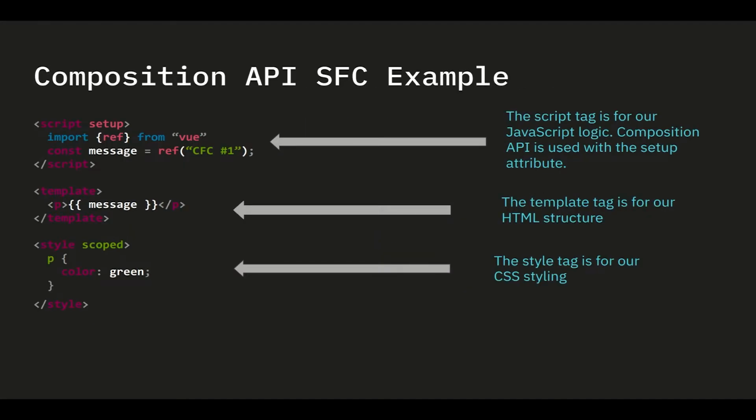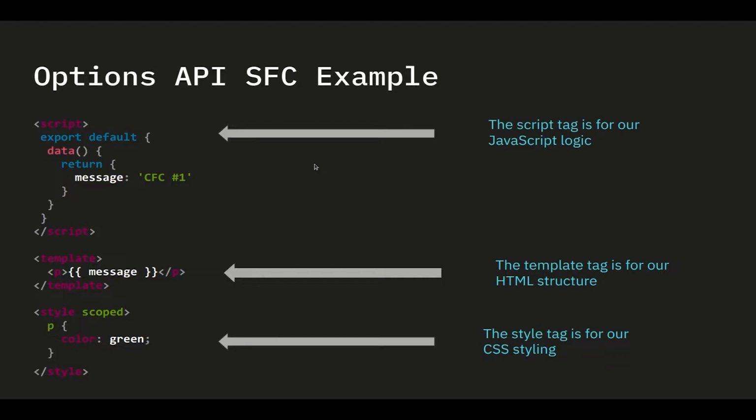So I've got an example of a single file component using the composition API. We've got a script tag at the top. The script tag defines your JavaScript logic, and the composition API is used with what's known as the setup attribute. You've then got your template, which is your HTML structure, and then you've got your CSS styling. I'll get back to this in a second.